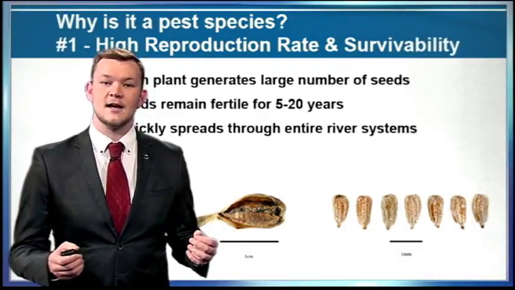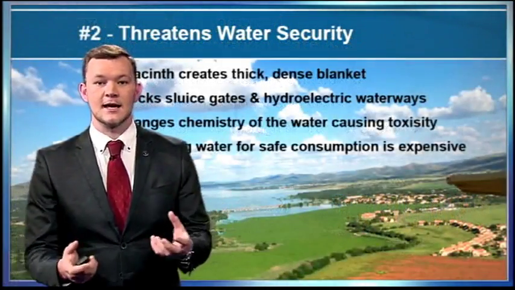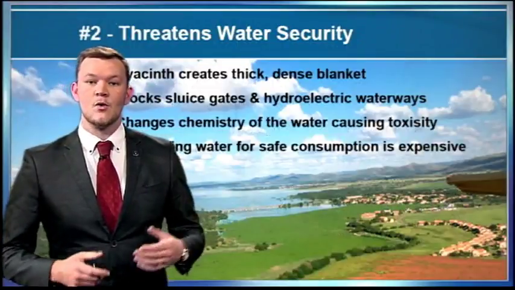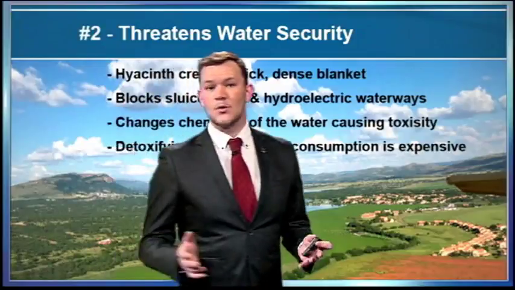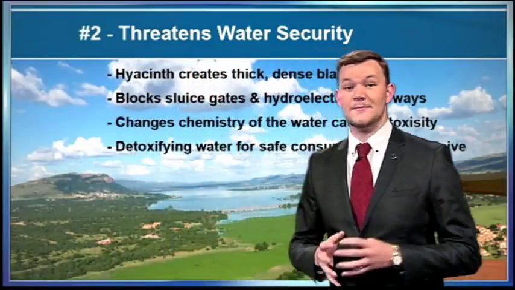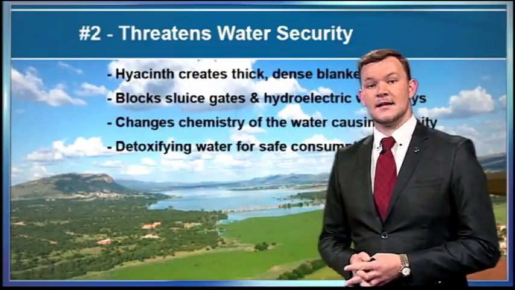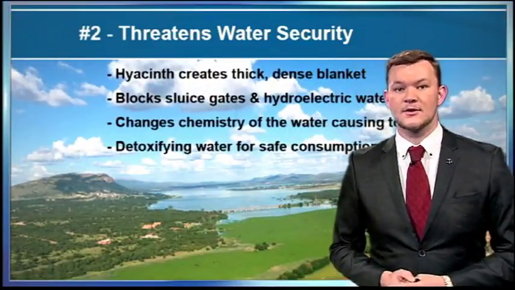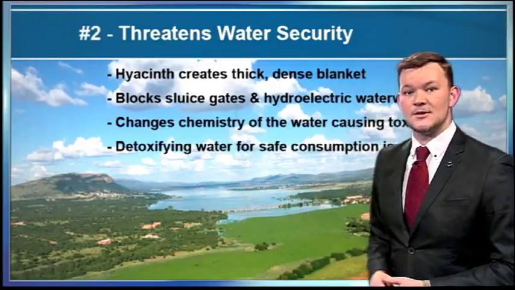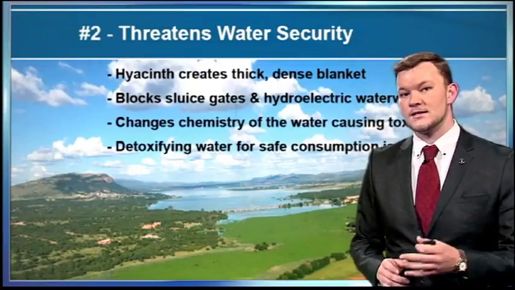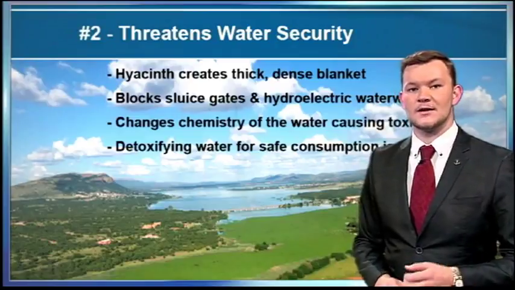They quickly spread through an entire river system once the conditions are right for growth. So this is when we get things like algal blooms and very warm temperatures. Then we get a bloom of hyacinths as well. It threatens water security. Now, this is one of the main reasons that it is so important to know about water hyacinths, because the hyacinth creates a thick, dense blanket over our water systems. You can see here, this is an example of the Hartbeestpoort Dam looking from west to east, and we can see this dense, dense blanket of water hyacinths over this part of the dam.